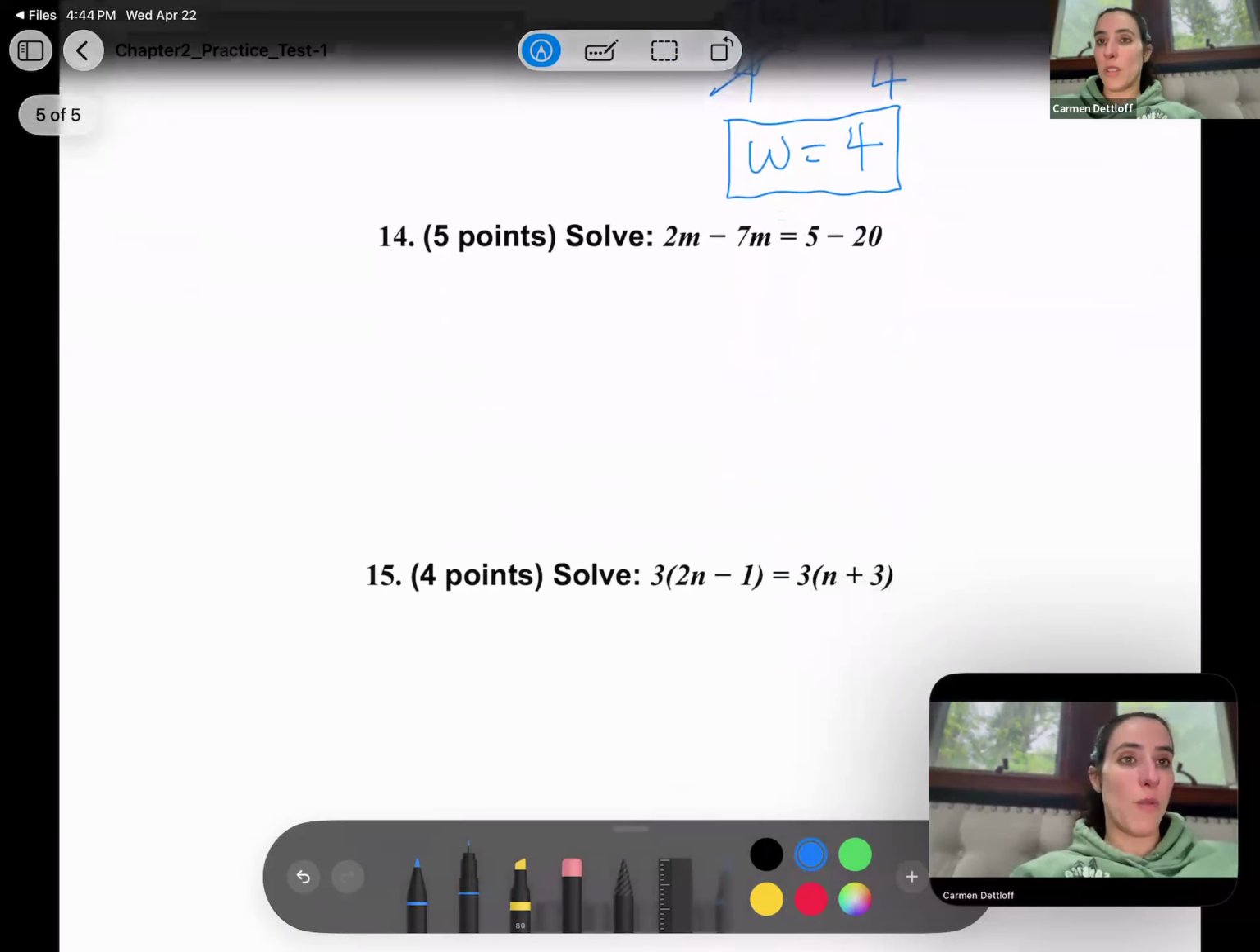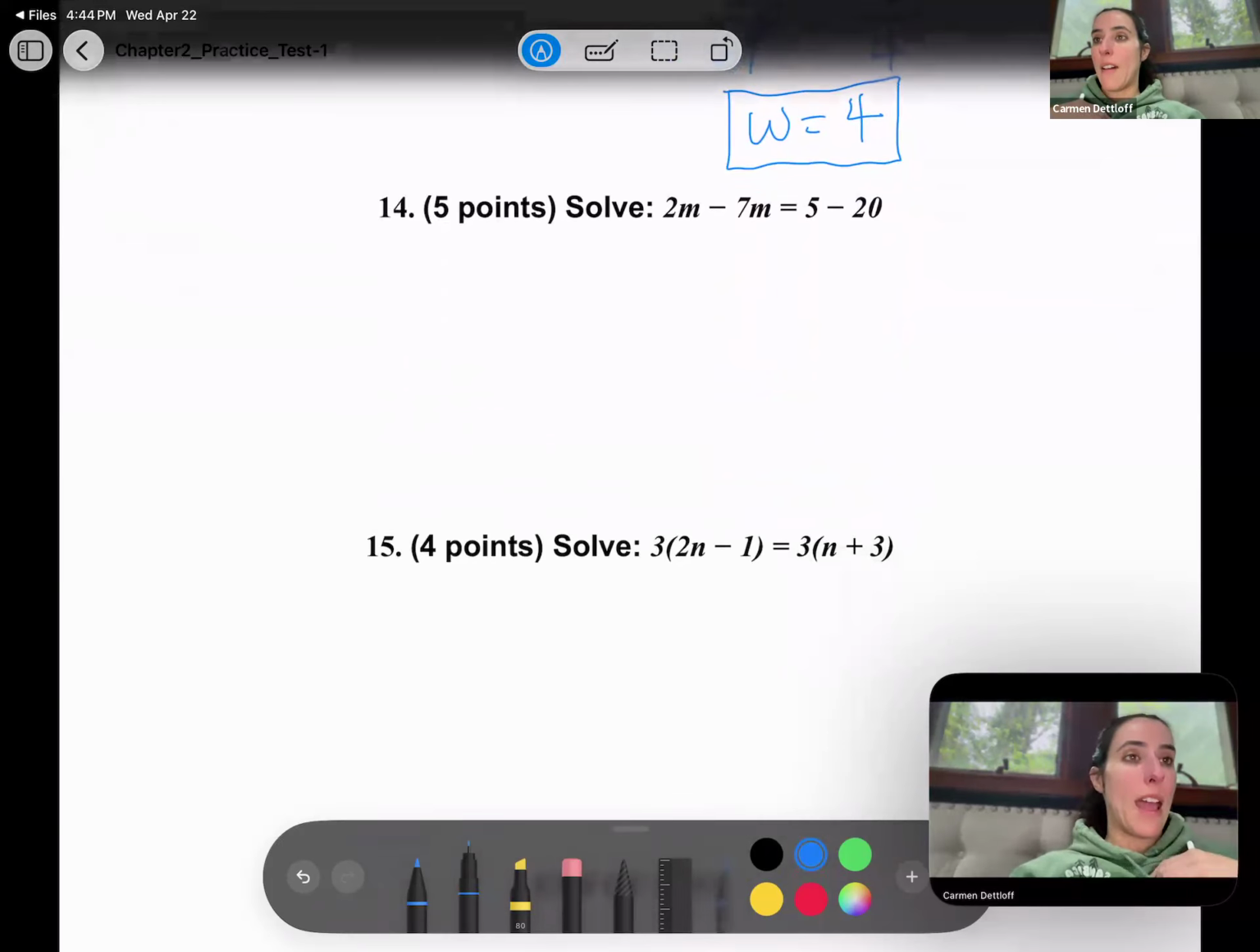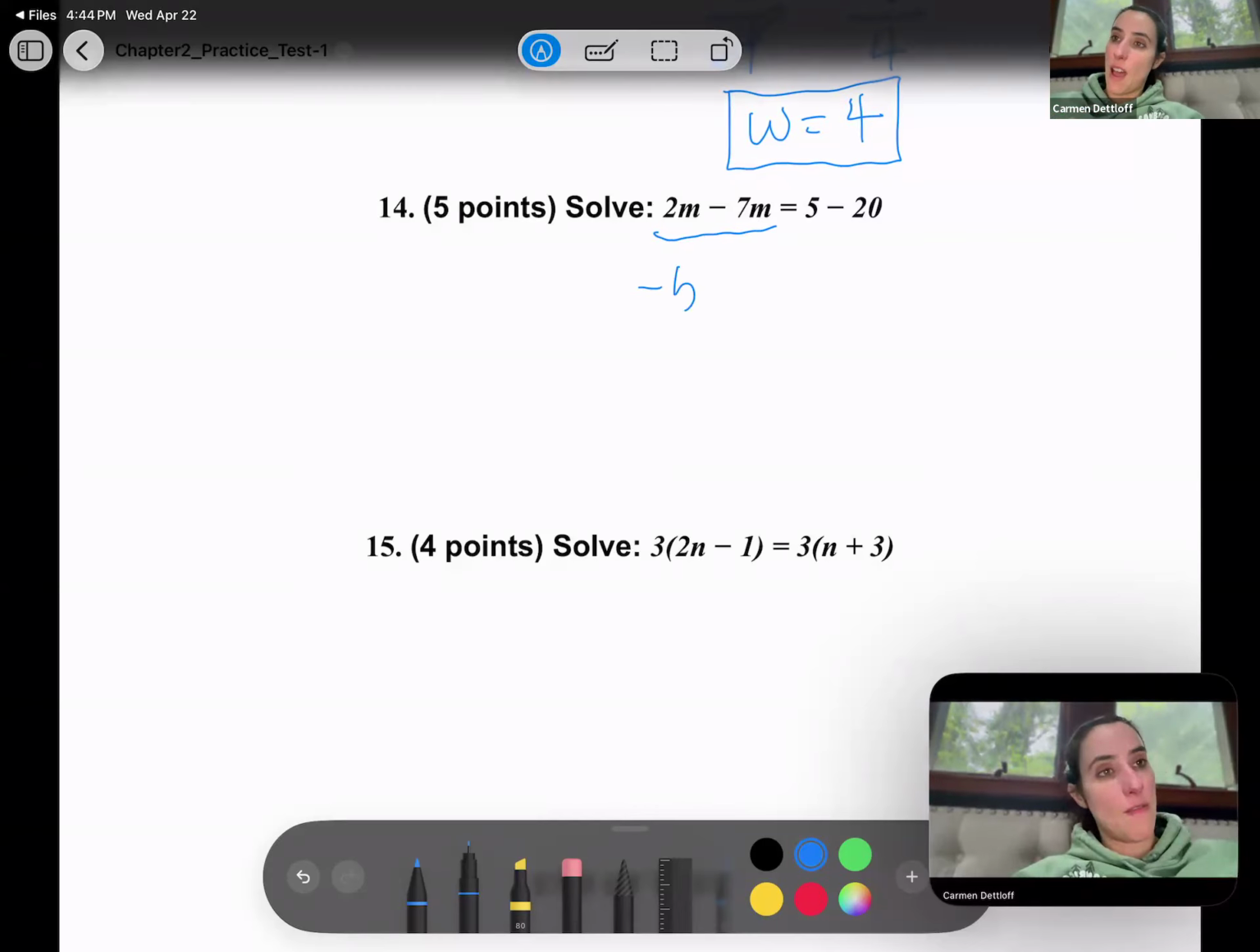Okay, number 14. I have variables on one side, numbers on the other. So I already have it separated, but I can go ahead and combine like terms. I'm going to look at the left half of my equation. 2m minus 7m. So it's going to give me what? Is it going to be positive or negative? It's going to give me negative 5.